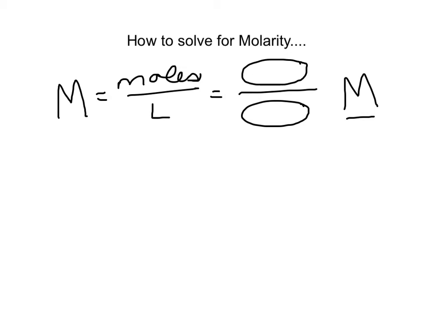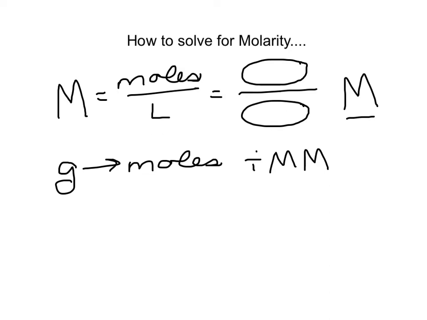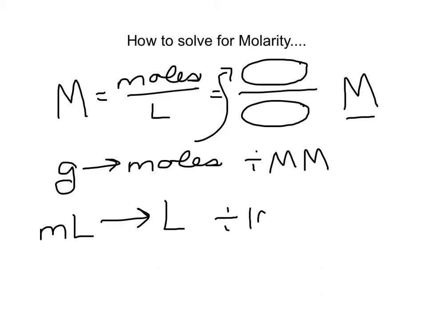Now, since we don't usually measure things in moles, you need to remember how do you turn grams into moles. You simply divide by the molar mass of that solution, and then you would put the moles up here. Very often, you're given your volume in terms of milliliters, because liters is kind of big. How do we turn milliliters into liters? We divide by 1,000, and then that's the number you would put on the bottom.